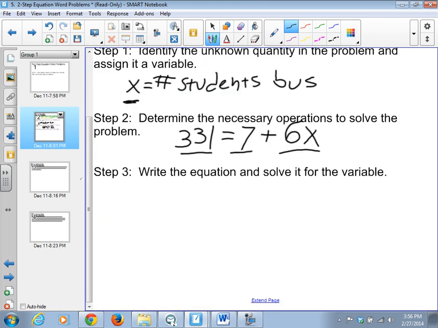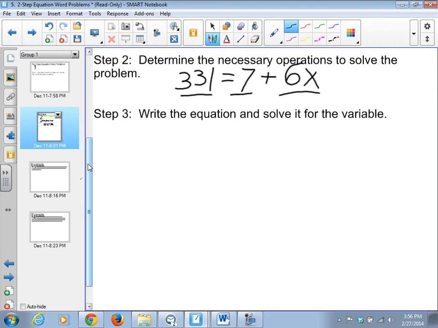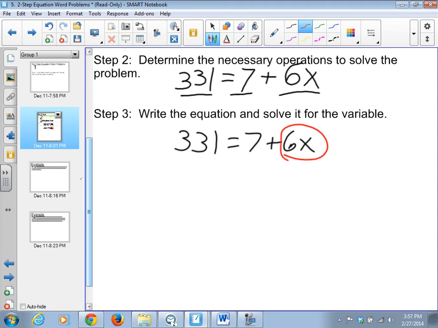Let's go ahead and extend this page. So we have 331 equals 7 plus 6x. All right, we're solving for x. We want to get x by itself. Isolate this one right here. So let's get rid of this 7. Subtract 7. Subtract 7.